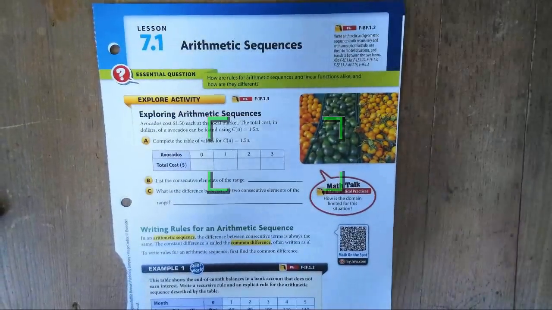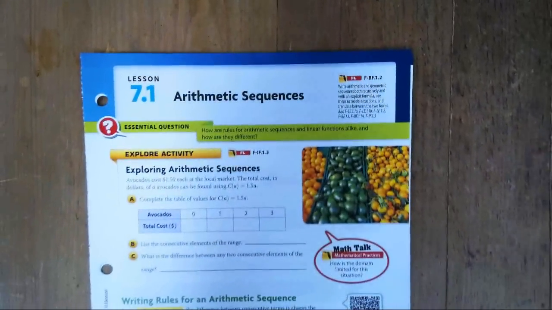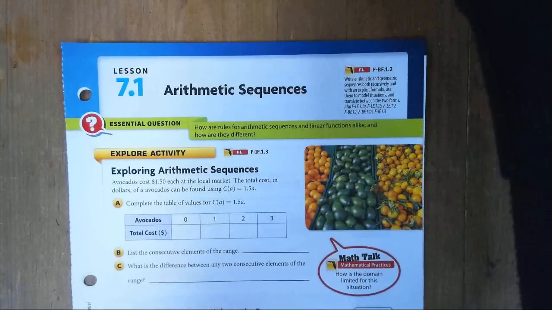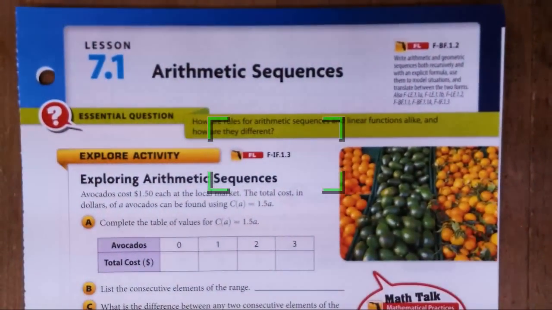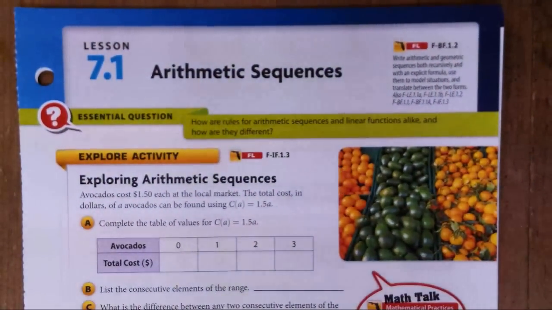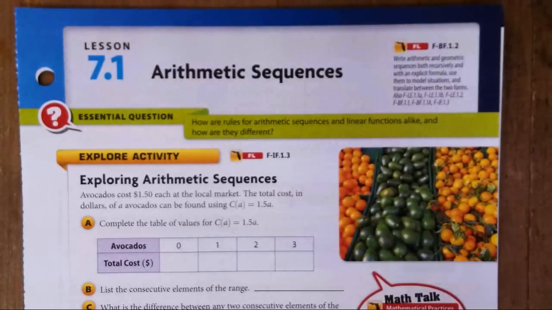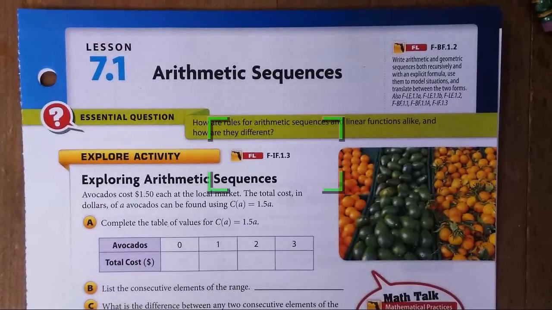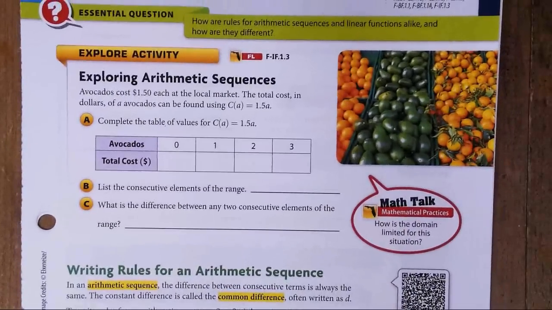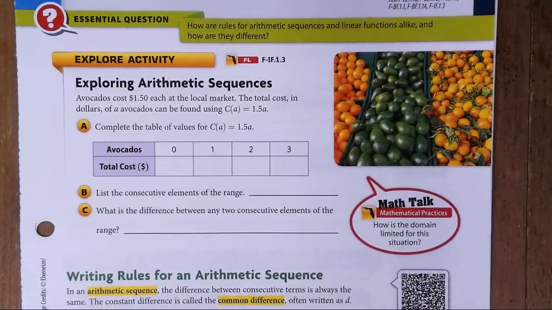Alright, so first things first, let's talk about our essential question. Our essential question for this lesson is, how are rules for arithmetic sequences and linear functions alike, and how are they different? That is what we're going to be dealing with in this lesson. First things first, let's do this explore activity.